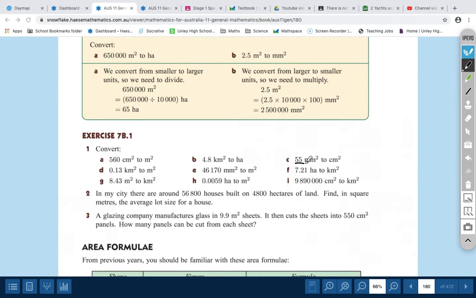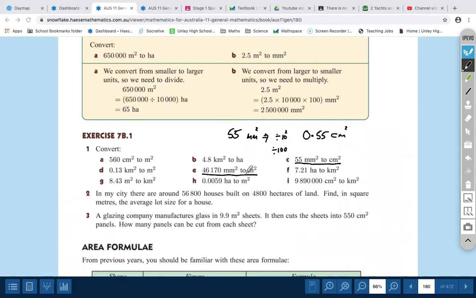So this question here, go back to this question. I've got 55, and it's got to go from millimeters squared to centimeters squared. Normally, if I wanted to go from millimeters to centimeters, I'd divide by 10, but now I've got to divide by 10 squared, or divide by 100, and that will equal 0.55 centimeters squared.